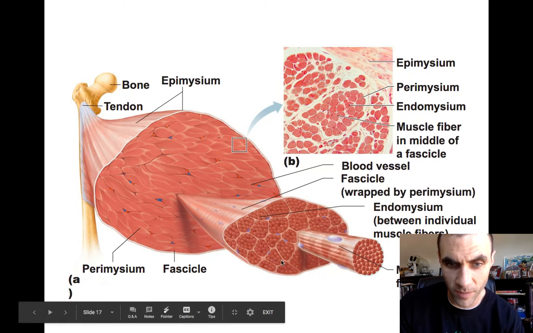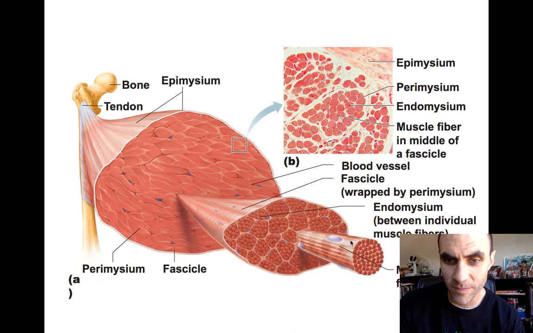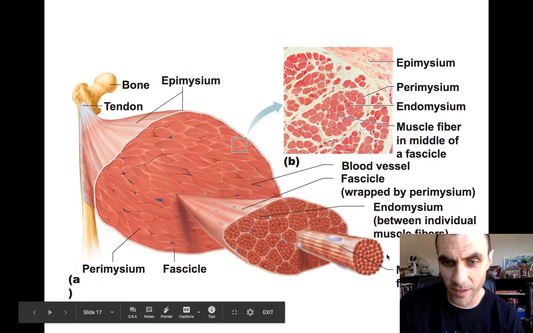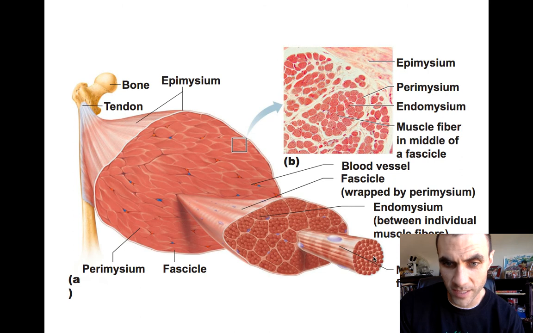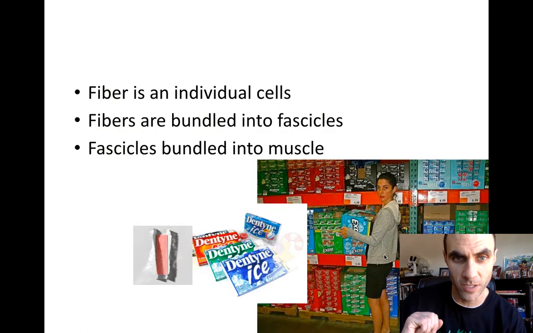All of these are muscle fibers. When I get to my muscle fiber, I start to see that it's made of myofibrils. See this little thing on my mouse, one myofibril, another myofibril, another myofibril. That's the organization of muscle tissue.